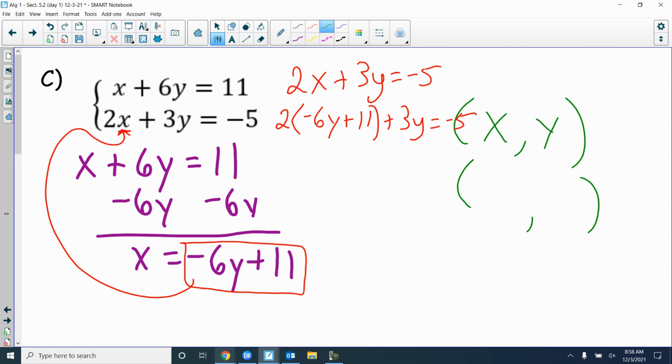What do you got? Negative 12y. Keep going. Right. Plus 22. Okay, plus. What, do you just put 3y down? Yeah. Equals negative 5. There you go.